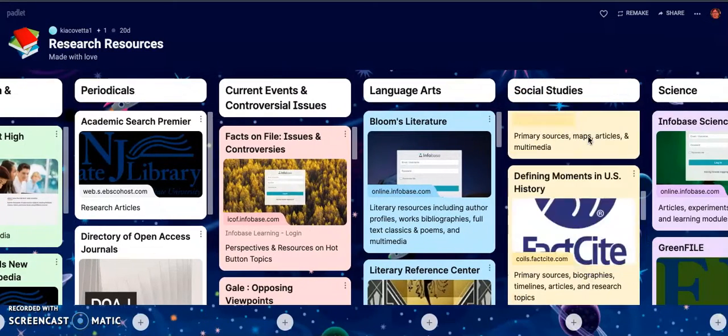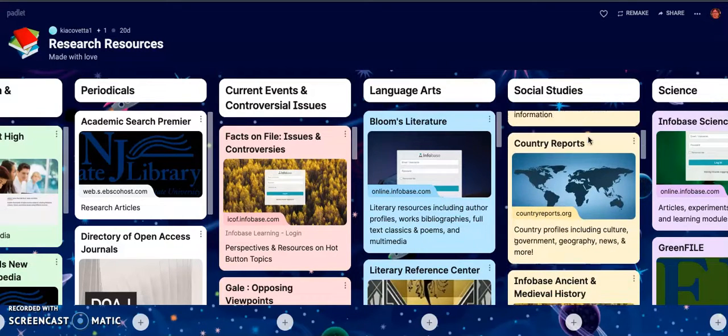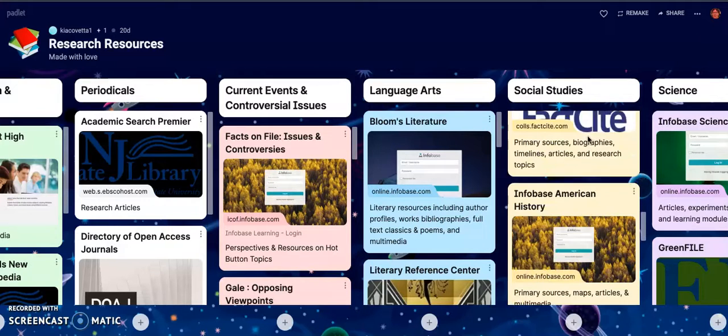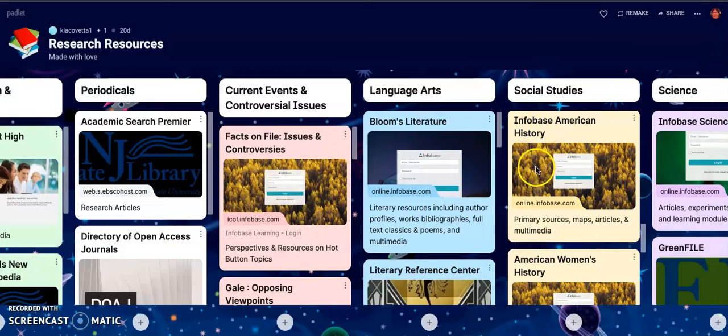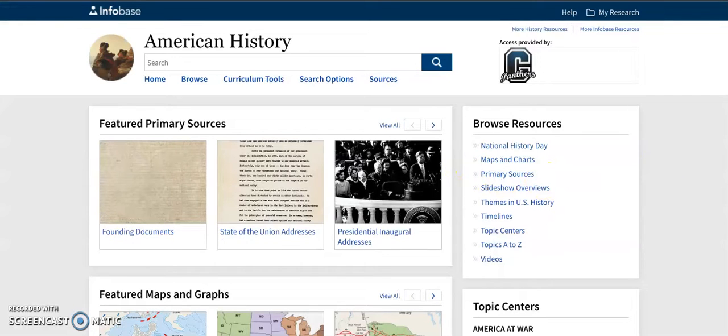And as we scroll through here, we're going to see all kinds of different tools for searching. And if we scroll down, aha! Infobase American History. So we're going to click there, and here we are at the main page.